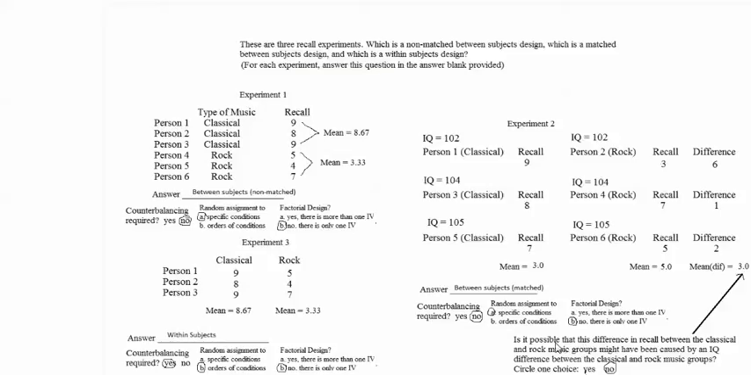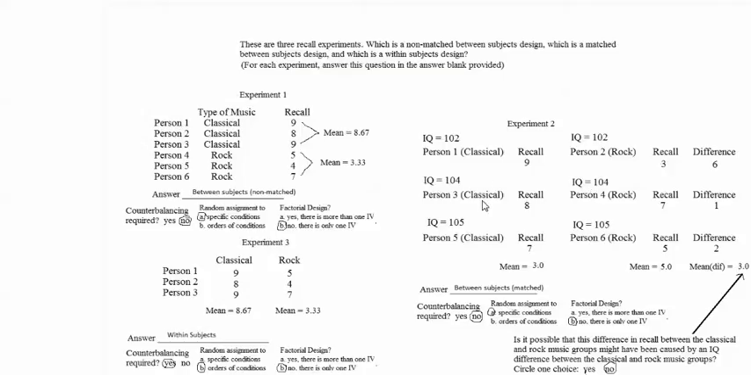This question right here asks, is it possible that the difference in recall in this matched pairs design was caused by one group of participants having different IQs than the other group of 3 participants? Well, if the classical group and the rock group perform differently at the memory task, it can't be because of IQ, because the classical group has IQs of 102, 104, and 105, and the rock group also has IQs of 102, 104, and 105. So the classical and rock groups are equal in IQ.